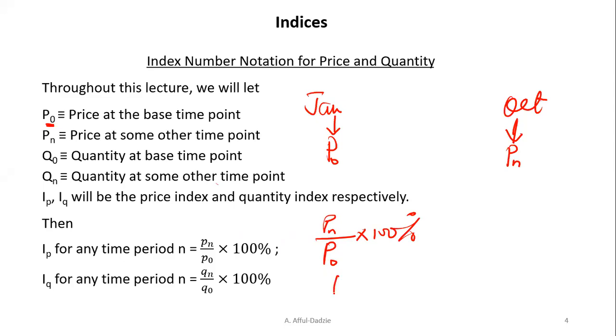And the same applies for the quantity. If you are interested in the quantity index of a certain product, it is going to be the quantity at the new period of interest divided by the quantity at the base period, times 100.